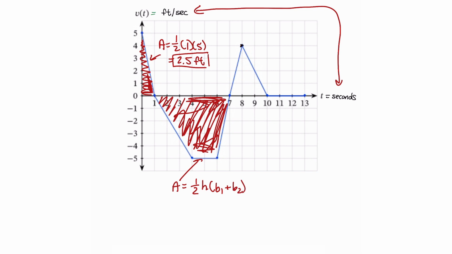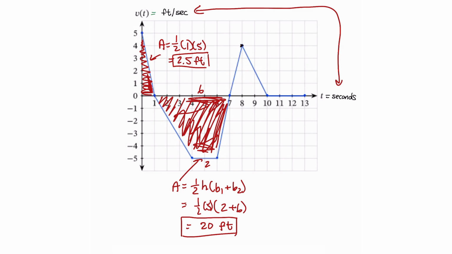Now our parallel bases are 2 units and 6 units. And our height, being the side perpendicular to that, is 5. So that in total is 20, and that does represent a distance of 20 feet. It's just that it's moving in a certain direction. So if positive meant we were moving east, a negative would mean that we're moving west. But it is still distance. We can still interpret it that way.